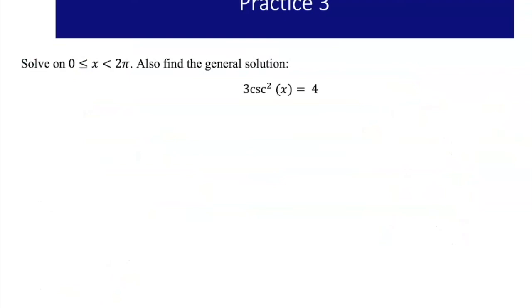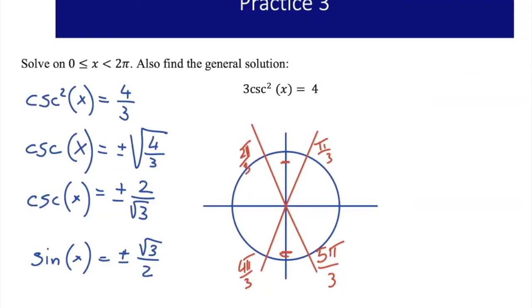You have something very similar in practice 3. Pay attention. Now we have a cosecant. If you don't remember what a cosecant is, what values it has, remember that the cosecant is the reciprocal of the sine. Pause it and see what you can do. Okay, you should have come up with 4 solutions in the first revolution. So pi over 3, 2 pi over 3, 4 pi over 3, and 5 pi over 3.